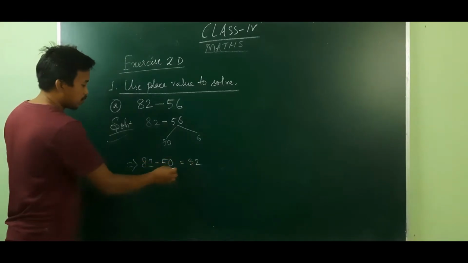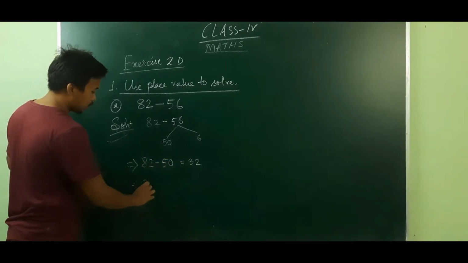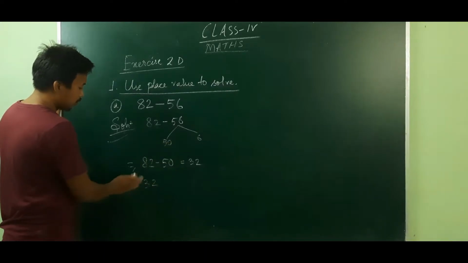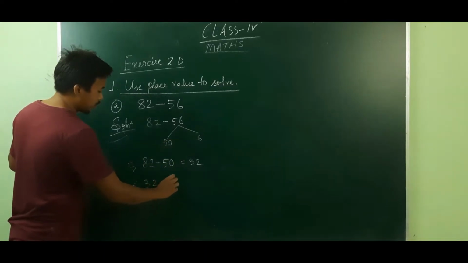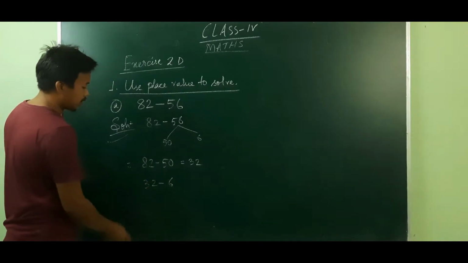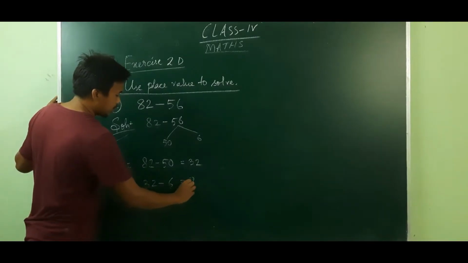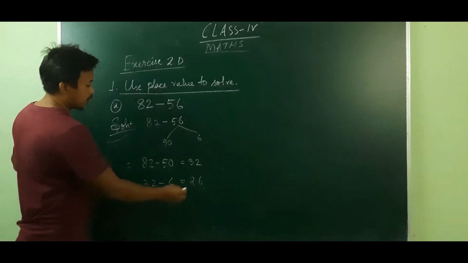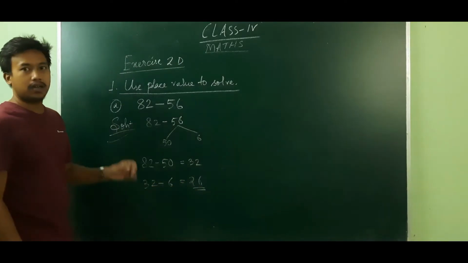Now this 32, you just bring it back again here. It is 32. Now 32 minus 6. Okay, 32 minus 6, that is, the answer is 26. Okay, now this 26 is your final answer.